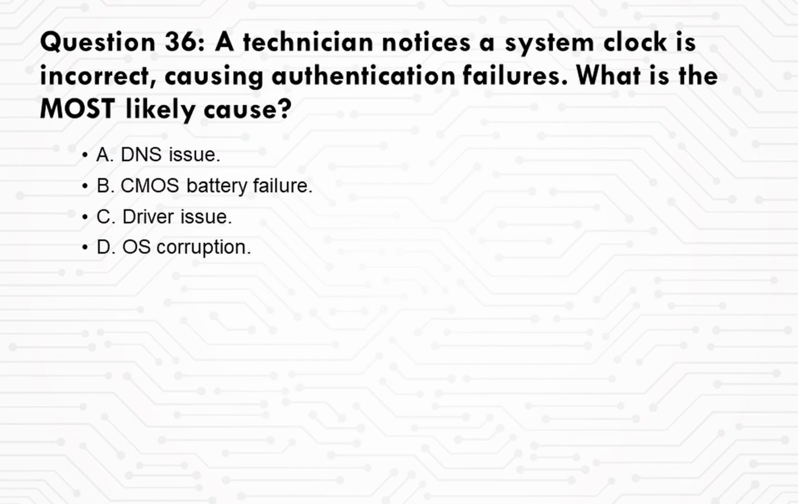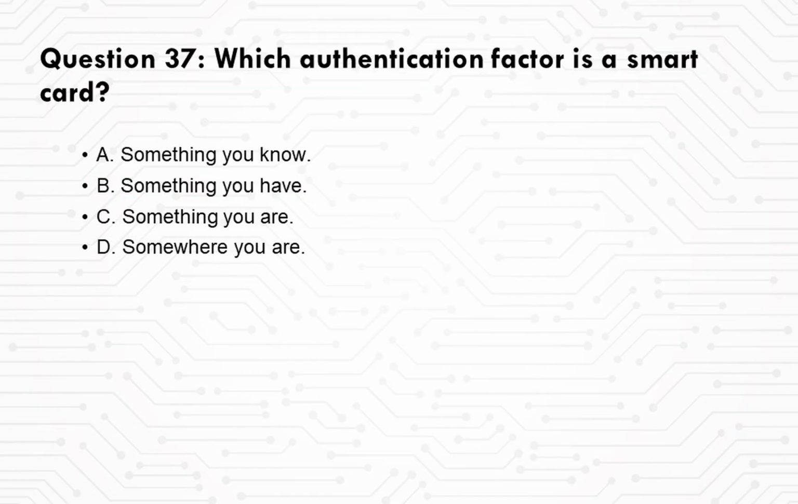Question 36. A technician notices a system clock is incorrect, causing authentication failures. What is the most likely cause? A. DNS issue. B. CMOS battery failure. C. Driver issue. D. OS corruption. Answer: B. The CMOS battery maintains system time. Failure causes clock reset. Question 37.